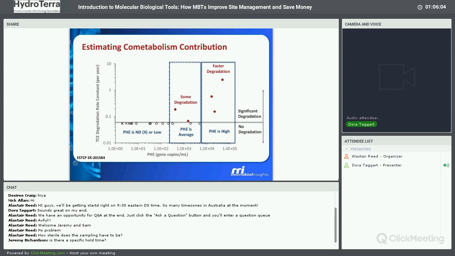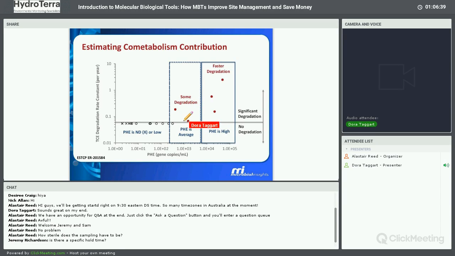So what we have here is graphed data from sites where we have TCE degradation rate constants, and we've compared the functional genes that are associated with co-metabolism. For instance, in this graph, I'm showing you PHE, which is a phenol hydroxylase gene. So if we focus on the data where there's significant amounts of degradation, those are our red dots on the graph. When TCE degradation is below this line, what we see is that PHE is also low or non-detect.